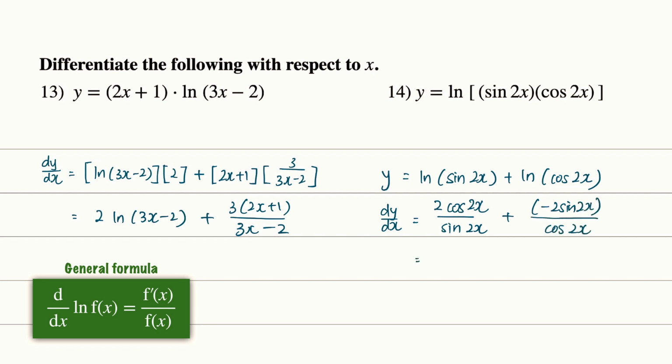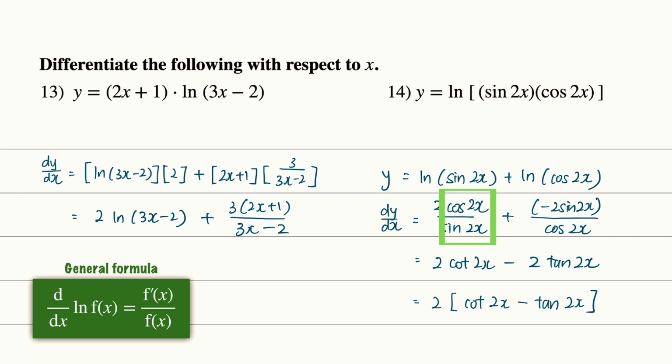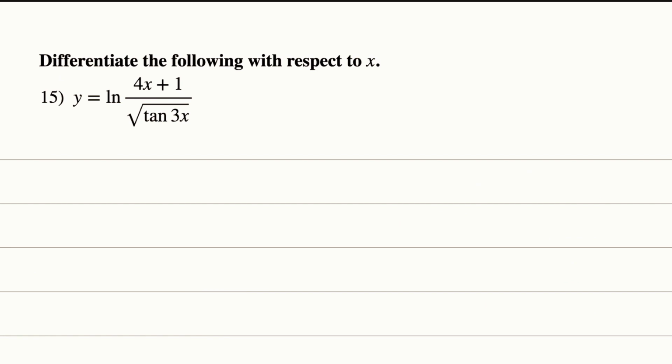We can go one step further to express these two terms as 2 cotangent 2x minus 2 tangent 2x. Factorizing out 2, we will then have 2(cotangent 2x minus tangent 2x). Now recall that cosine over sine will give us a cotangent ratio, and sine over cosine will give us a tangent ratio. Alright, so let's move on to the last question, number 15.